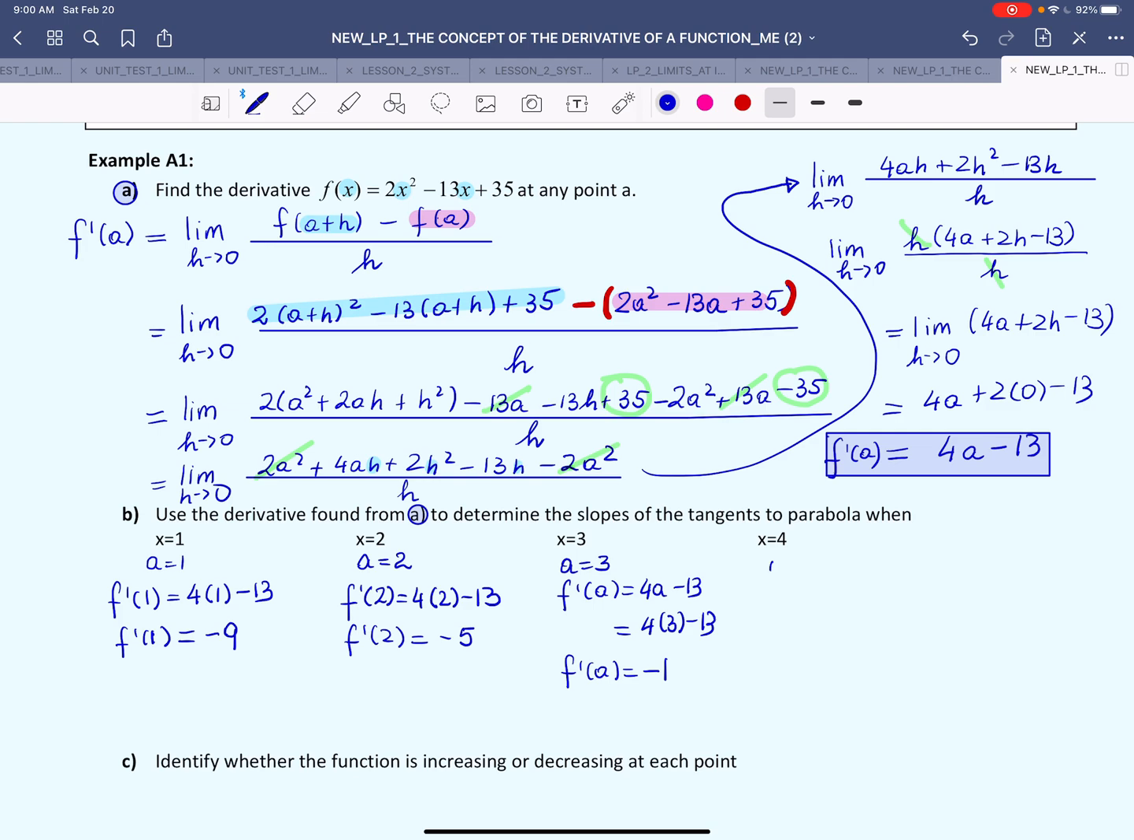And last, A equals 4. We know f prime of A equals 4A minus 13, which tells us that we have 4 times 4 minus 13 here. 16 minus 13 equals 3. So we're going to say f prime at 4 equals 3. And actually, I'm going to highlight all these.